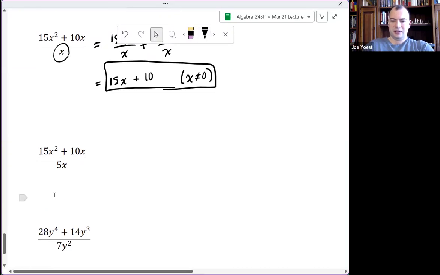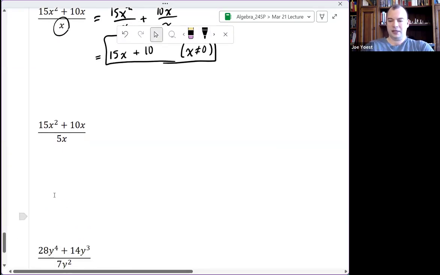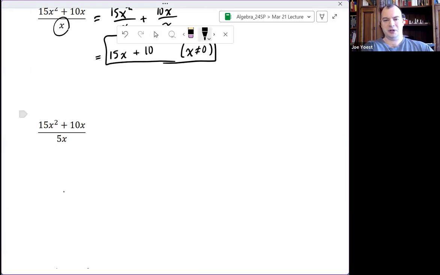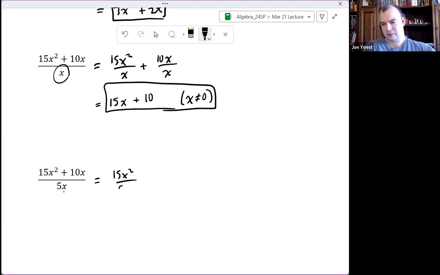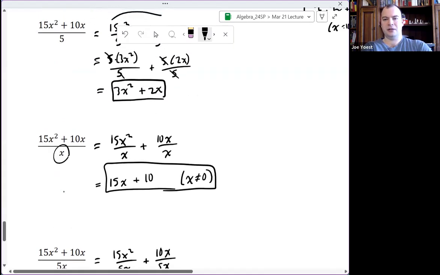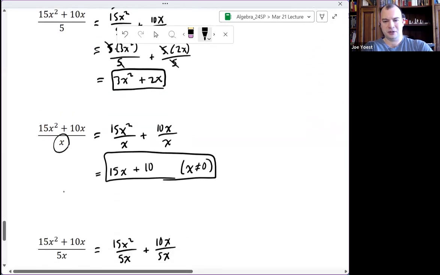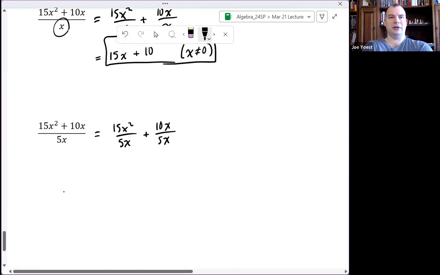And then what if I had something like this? This will be the last problem we work through today. What if I had a problem like this, 15x squared plus 10x over something a little more complicated, but still only one term, over 5x? Does that change how we would split apart the fraction? Well, no, it really doesn't. I split apart the numerators and keep the same denominator in both fractions. Same pattern as all of the previous ones, right? It's starting to look a little more complicated, but we're just following the same rules.